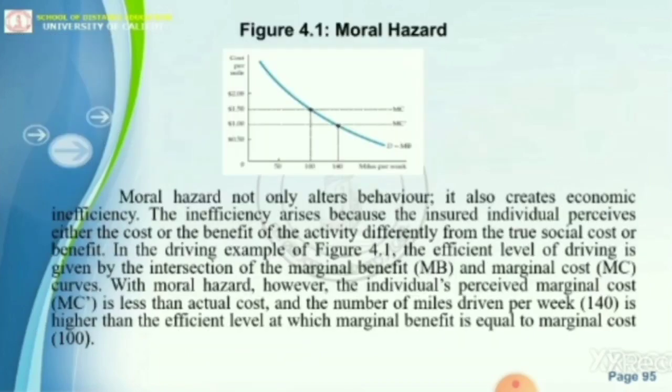Here, the figure depicts the theory of moral hazard problem. The moral hazard not only alters behavior, it also creates economic inefficiency. That means how does a moral hazard take place? That means we are insuring, that means we are assuring that I am insured to some extent.